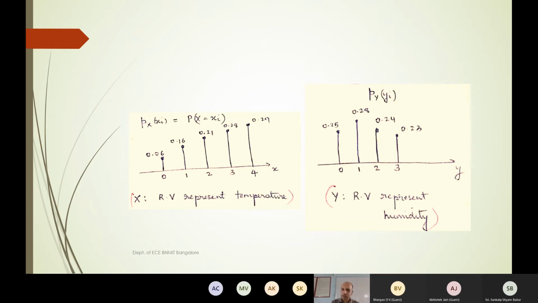All of this is going to add up to 1. When you sum up this probability mass function, it becomes 1. Here also it becomes 1. That's the property of a probability mass function. We have studied that in module 1.